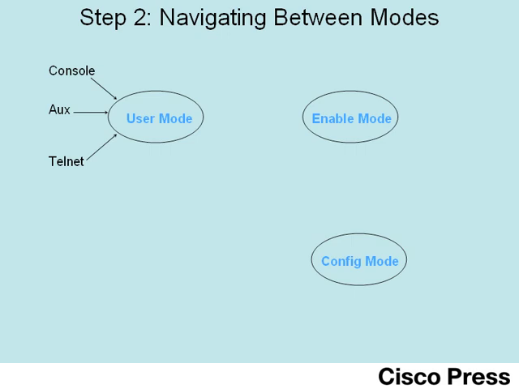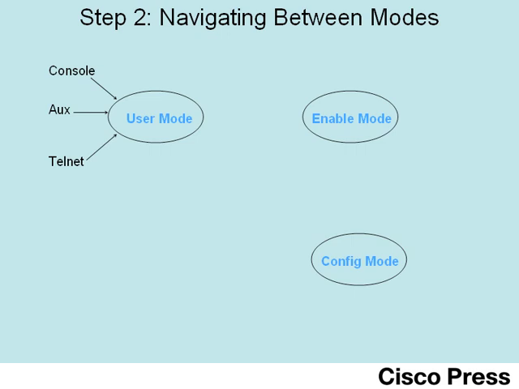In step 2, we'll examine the 3 most important modes of the iOS command line interface, namely user mode, enable mode, and configuration mode. These modes allow the users to use different commands and do different things, so it's important that you move to the correct mode before you do the command that you need to do.